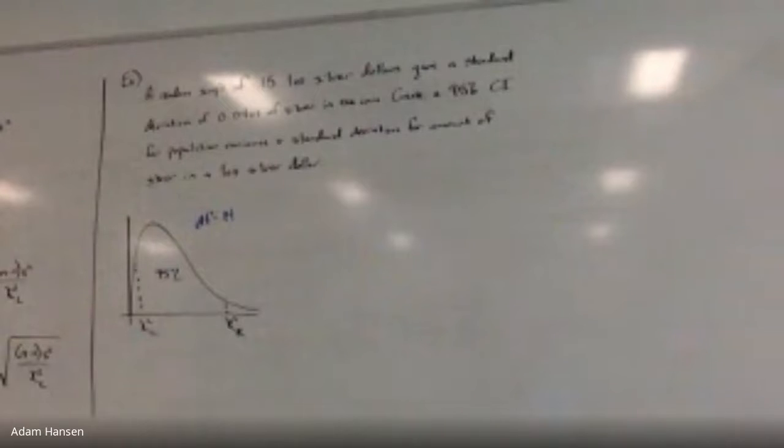These are all right tail. Alpha is always right tail. I see 2.5% right here. 14 degrees of freedom. What is that? 26.119.